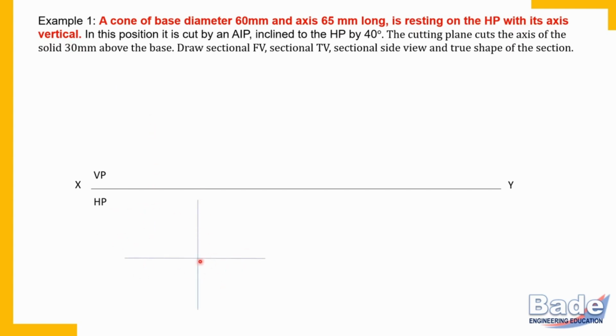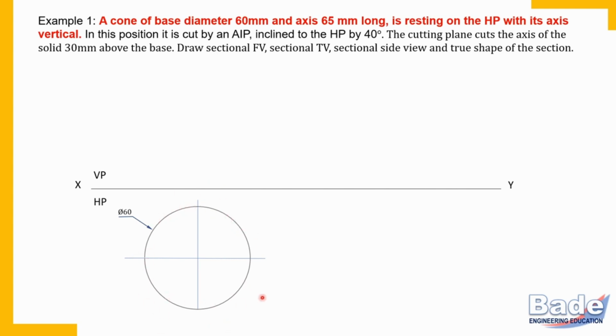First of all, locate the center by drawing a vertical and a horizontal center line, and then draw a circle of radius 30 mm because the diameter of the base is 60 mm. This is the true shape of the base. Now note here, there are no sharp corners at the base. To continue with the projections of the cone, we need some reference points on the base circle.